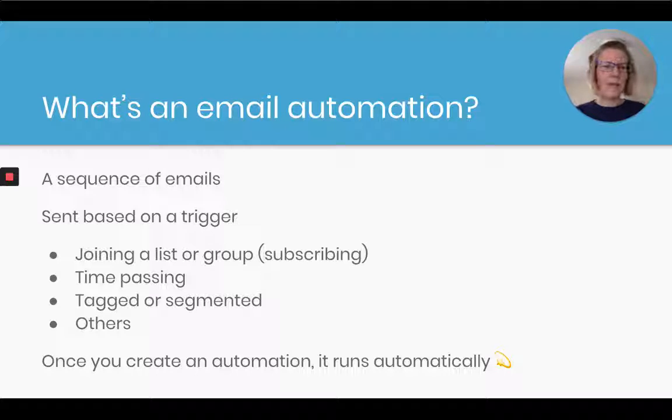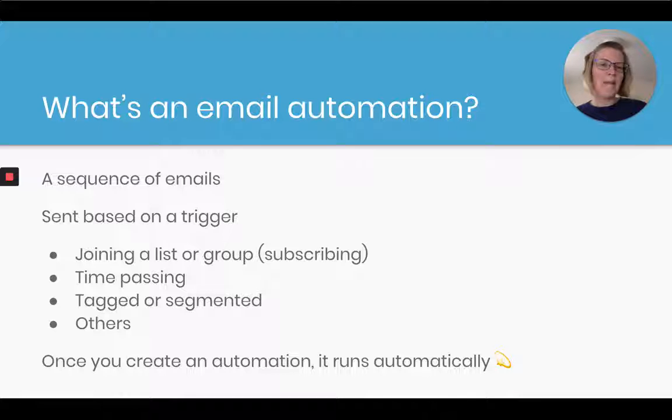So what's an email automation? Why should I use one? An email automation is basically a sequence of emails, and they are sent based on a trigger. A trigger could be any number of things. If you join a list or a group, which is known as subscribing, if some time has passed, if a subscriber is tagged or segmented in some way, and there are a lot of other types of triggers. You would have to look in the email marketing platform that you have signed up for to see what types of triggers they have available.